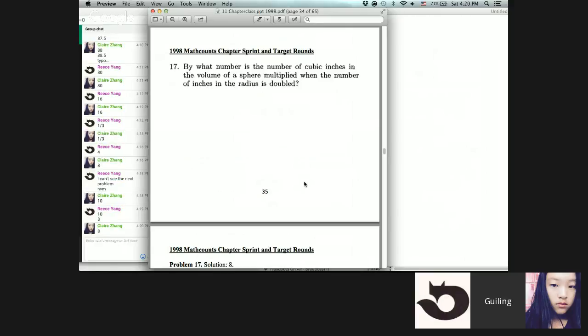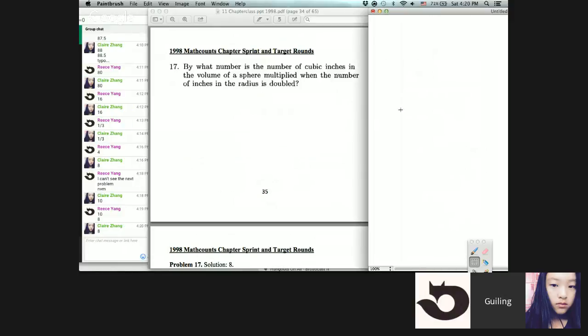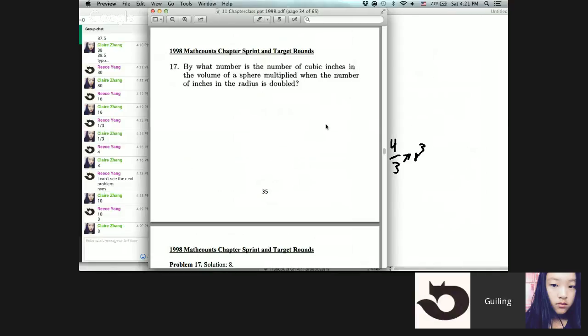Right. Nice job. Answer is 8. So if you recall, the volume of a sphere is 4/3 pi r cubed. Since r is cubed in the volume, if the radius is doubled, then the volume is multiplied by 2 to the power 3, which is 8.